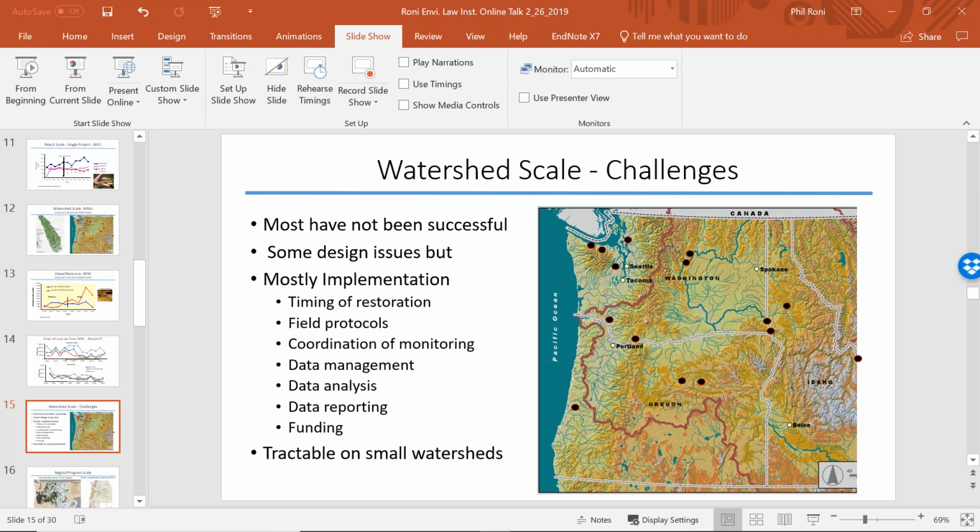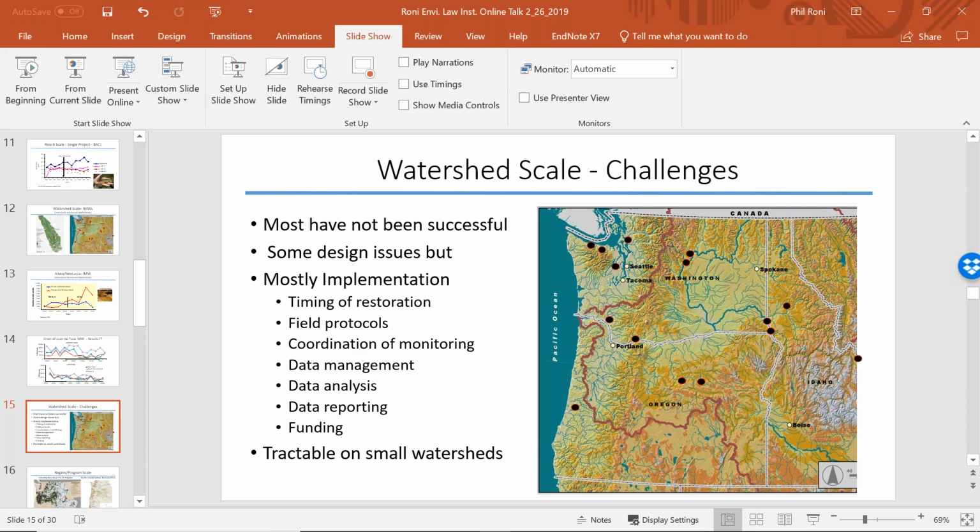There's issues with the field protocols and consistency through time. And the bigger the watershed, the more individuals involved in monitoring and the more coordination is needed. And that runs into issues with the timing of the monitoring and the management of the data. A lot of these projects have not had the data analyzed annually, and they've gotten several years into it before they realized there were some problems with the protocols and the data collection.